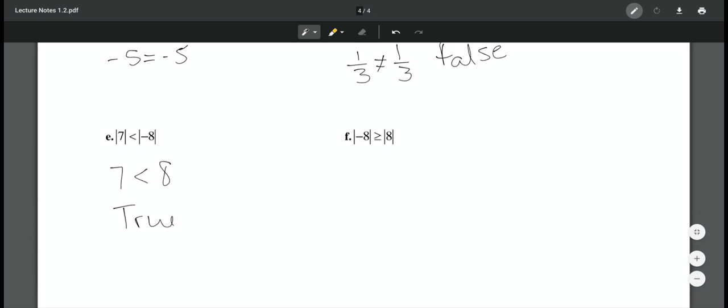And the last and final example, the absolute value of negative 8 is 8, and it should be greater than or equal to the absolute value of 8, which is also 8. That is true because 8 equals 8. And remember, that's what that little bar stands for.